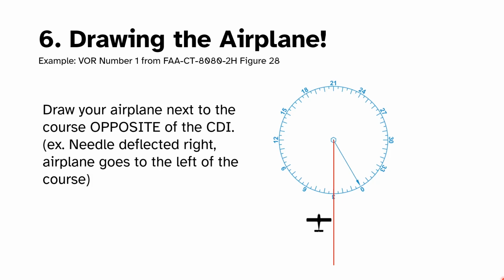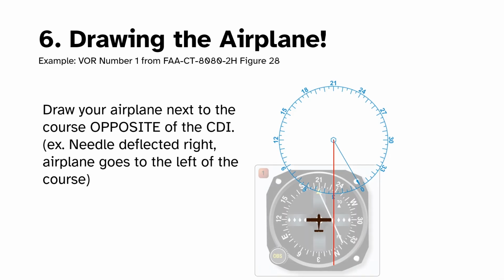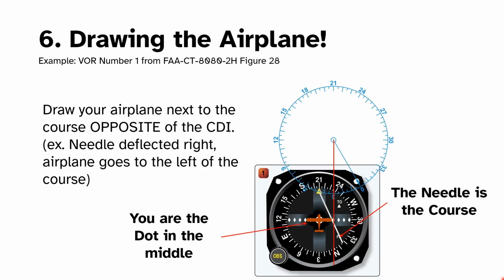Now I realize most of you are going to be right-handed, so it might be a real ugly airplane, but that's not the point. It's just to get the idea of what's going on. Another way to visualize it is that you are the dot in the center and that needle is your course. So if you just pretend that the VOR is right at the top on that OBS and that needle is showing you where the course is, that's how I like to visualize it.